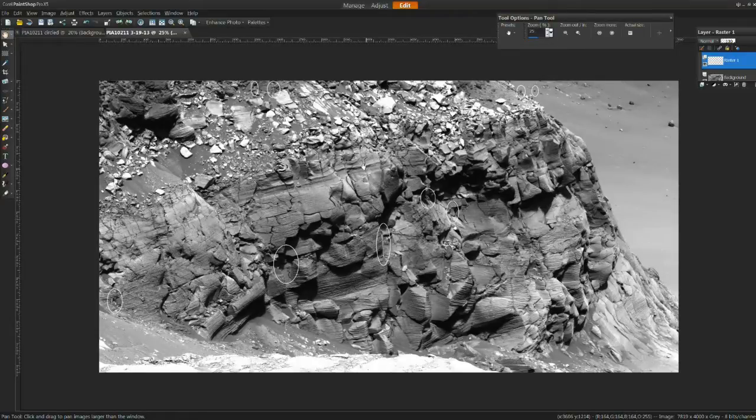Okay, hi. This is a picture of Cape St. Mary at Victoria Crater. Its image identifier is PIA10211. That's the NASA catalog photo identifier. It was taken on June 23rd, 2007 by the Opportunity rover.